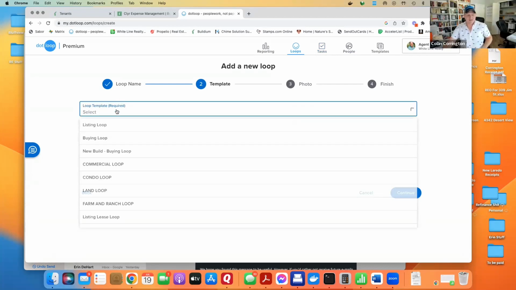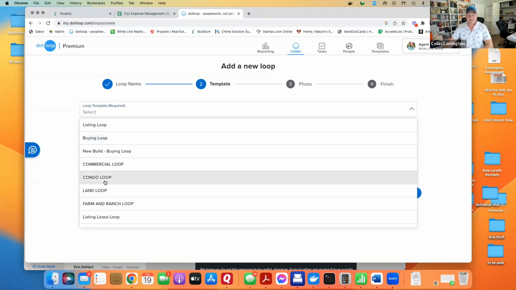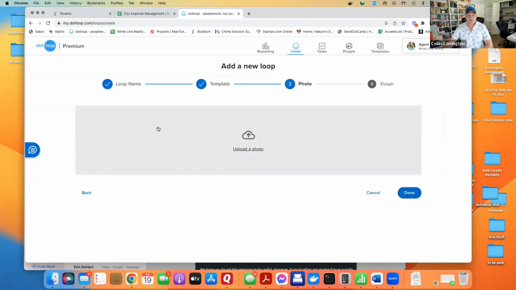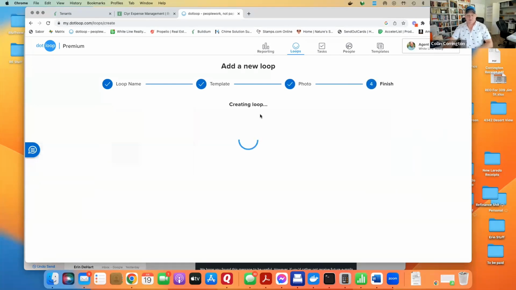So the difference, guys, is now when you get into here, you got to do buying or selling. It doesn't really matter, but most of the time when we're writing contracts, we're on the buying side. So I'm going to go ahead and say buying side. I don't need a photo for this loop right now. But we're going to pretend that I'm writing a 1 to 4 family contract.